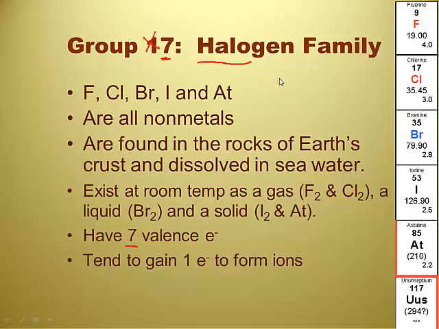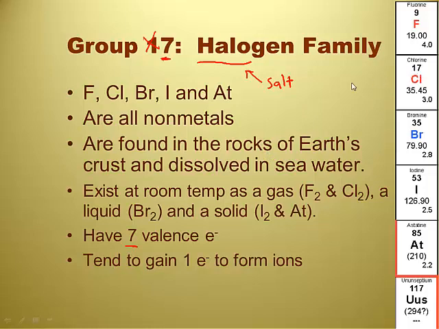So the halogen family, guys, comes from the Greek word halo, which means salt. These guys are usually found in salts, kind of like the alkaline earth metals. You can look more about that if you like. So they're not terribly abundant in their elemental form? No, they're not abundant in their elemental form because they're so reactive.